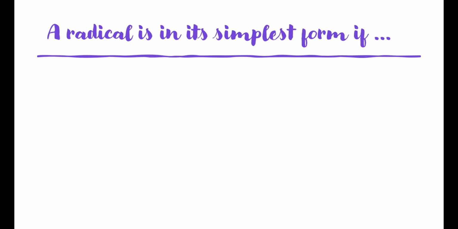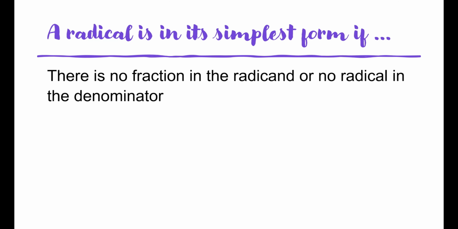Second, a radical is in its simplest form if there is no fraction in the radicand or no radical in the denominator. The expression square root of 3/4 is not in its simplest form because there is a fraction inside the radicand. We can apply the third law of radicals and rewrite it as square root of 3 over the square root of 4. The denominator square root of 4 can be simplified to 2, so the simplest form of the given radical expression is square root of 3 over 2.